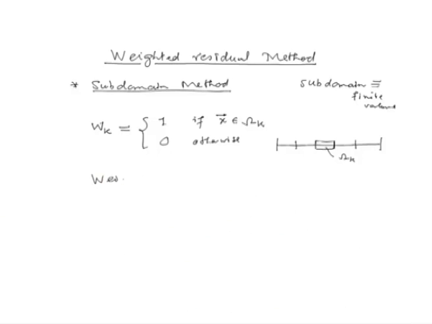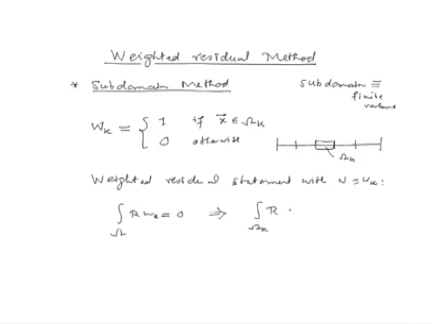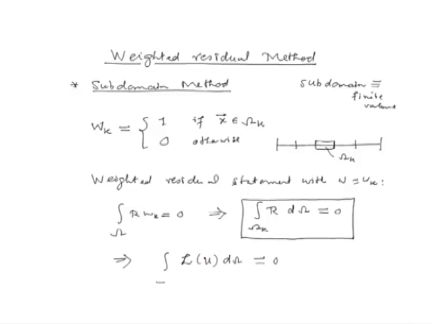So, now what will happen to our kth weighted residual statement? Weighted residual statement with w equal to w_k, so integral over omega of w_k R, this is what we had set to 0. w_k is 0 elsewhere except that it is equal to 1 in omega k. So, this is equal to the integral over omega k of R d omega equal to 0. Or in other words, if you substitute for R, this is equal to the integral of L(u) d omega equal to 0 over omega k.